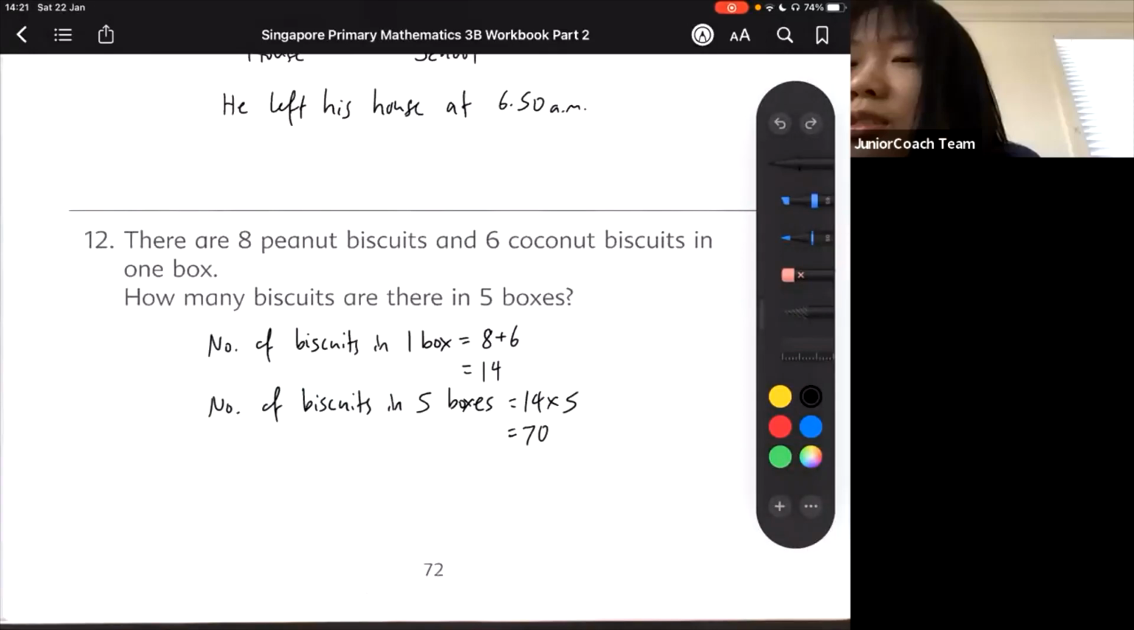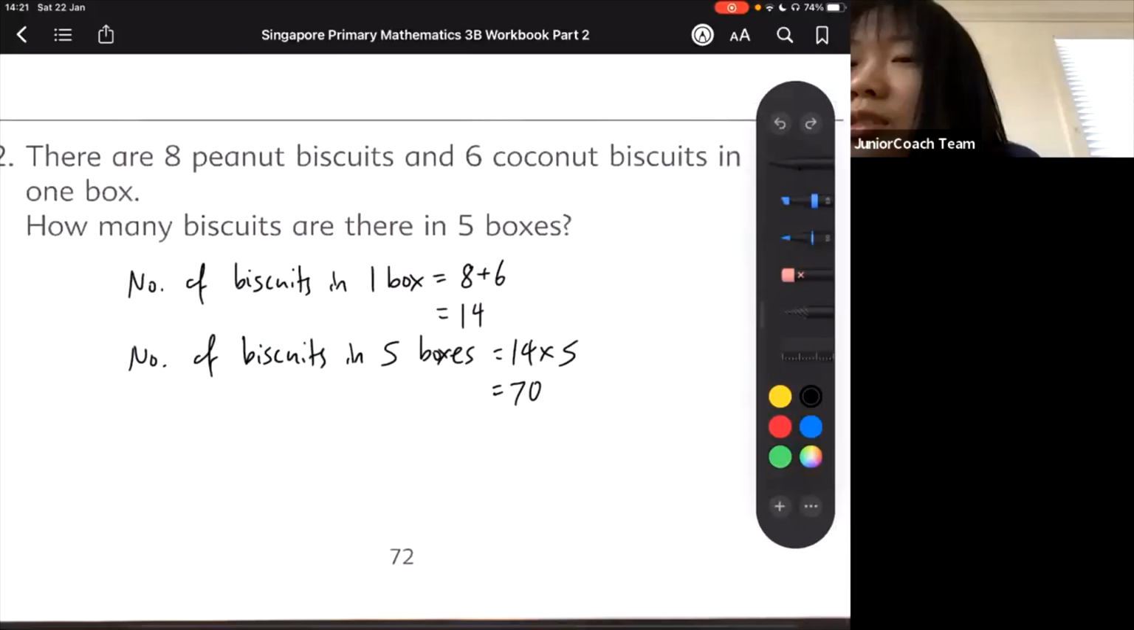Right, so this question should also be pretty simple. 8 peanut biscuits and 6 coconut biscuits in one box. So first we have to find the number of biscuits in one box, right? Which is 8 plus 6 is 14. And then the number of biscuits in 5 boxes, which is just the number in one box times 5 equals 70.